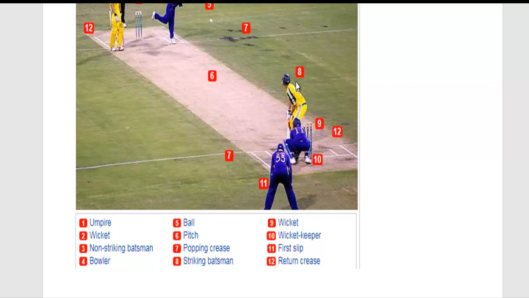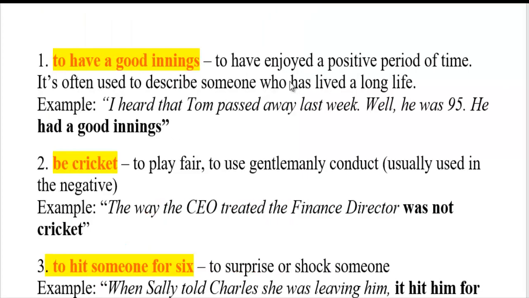Now we'll move on quickly to the phrases, the expressions from cricket. Here's one: to have a good innings. Innings in cricket, as we know, is the period that the players, the team, is, let's say, bowling the ball. All the different players, they're called the innings. So it means to enjoy the positive period of life. When you say that someone had a good innings, you're normally talking about someone who died. It means he lived a good life until he died.